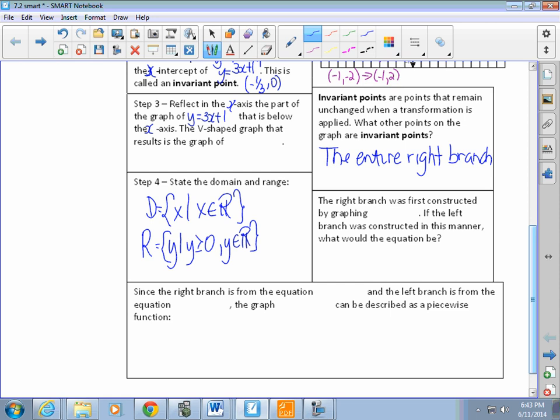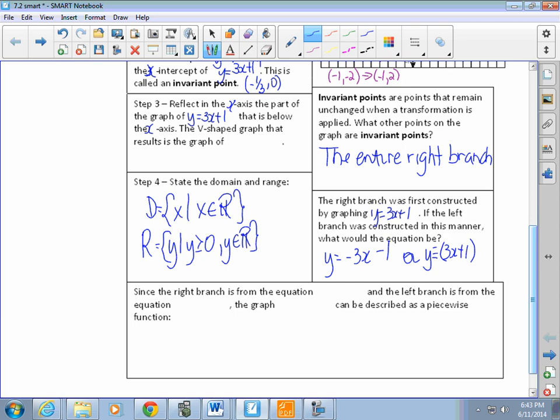The right branch was first constructed by graphing y is equal to 3x plus 1. If the left branch was constructed in this manner, what would the equation be? So y is equal to 3x plus 1 gave us the right side. So to graph it on the left side, we'd have to have a negative value. So we would have either y is equal to -3x minus 1, or y is equal to -(3x plus 1) in brackets.